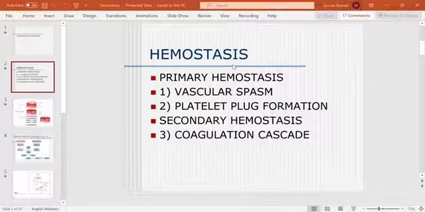What is hemostasis? It is the process to prevent and stop bleeding, and it is classified into primary and secondary hemostasis. Primary hemostasis consists of two stages, the first one being the vascular spasm, and the second one is the platelet plug formation. Secondary hemostasis comprises of the coagulation cascade.